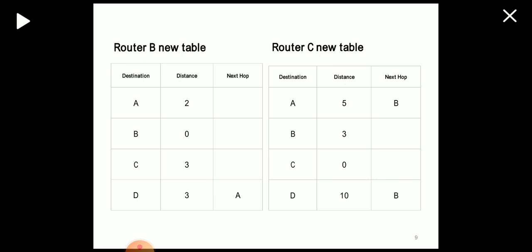Now, the new tables of router B and C are maintained as follows. In this router B new table, we make a change, that is D. B to D, we consider the minimum cost path, that is 3 through router A. While in router C, we consider the minimum path from C to A, that is 5 through router B, and next we also consider a path from C to D, having a cost 10 through router B.